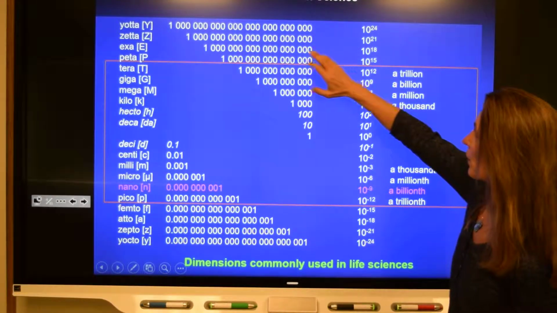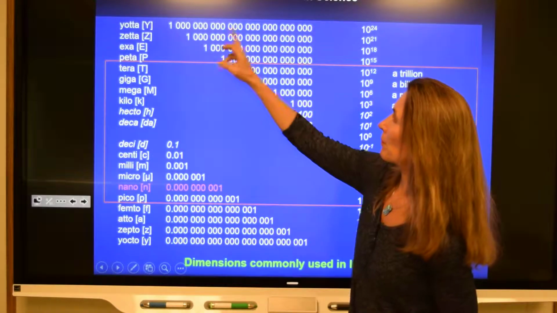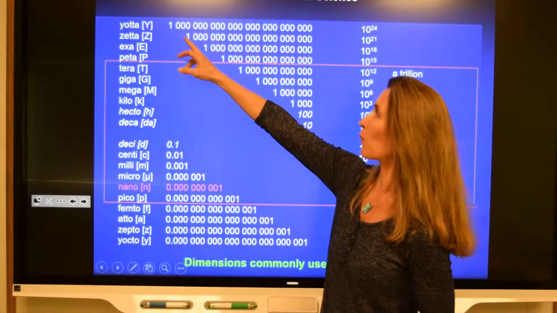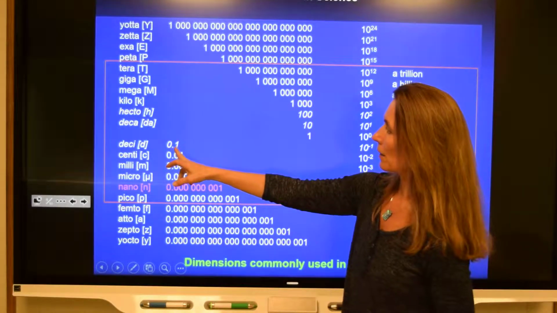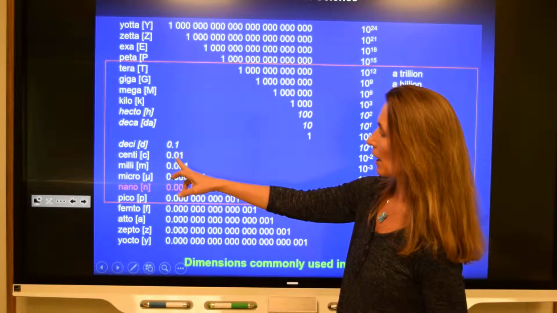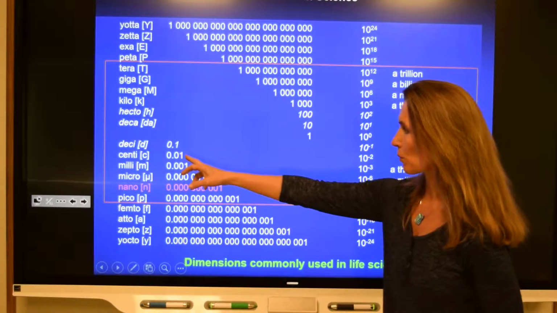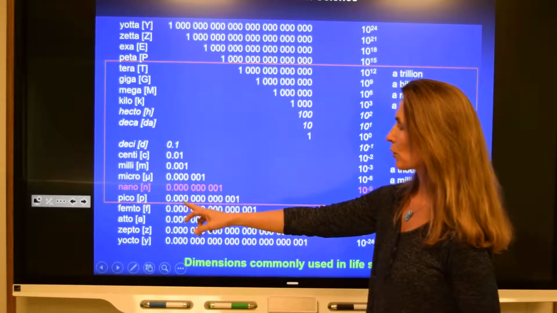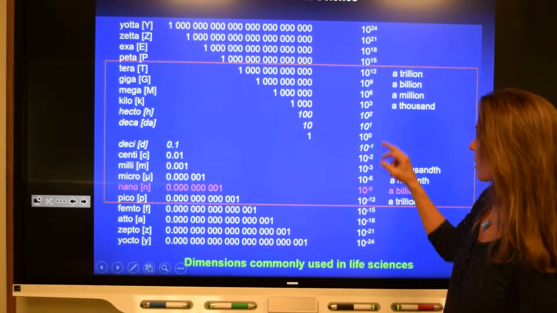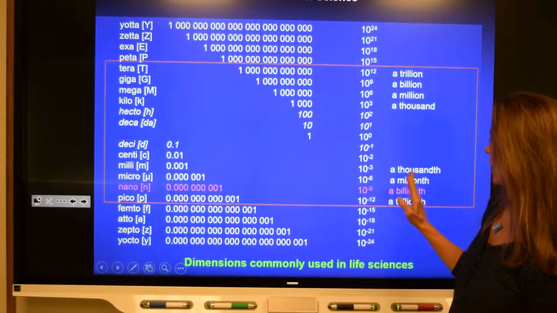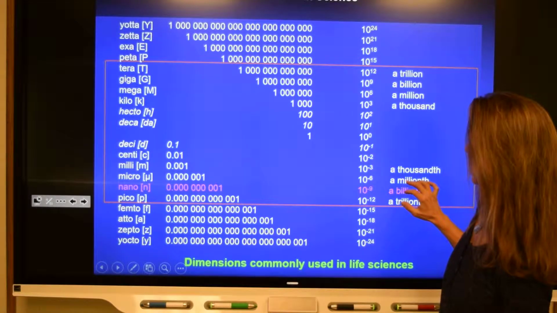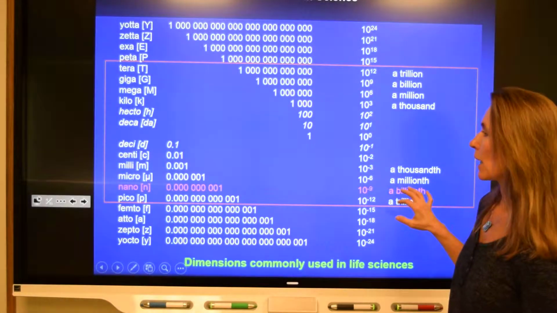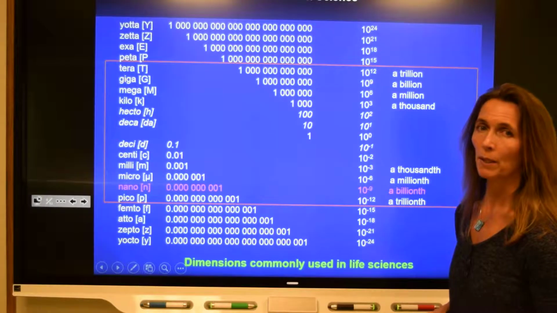And here you have the numbers of the zeros behind the 1 in order to express this number, or the number of zeros after the punctuation here in order to express those numbers. Here's the scientific notation, and here it tells you, for example, the micrometer here is a millionth of a meter, the nanometer is a billionth of a meter.